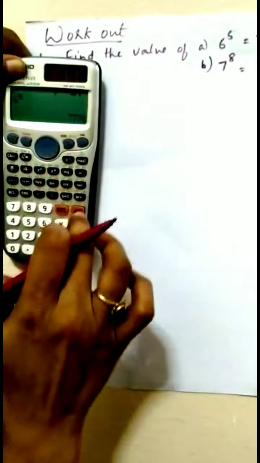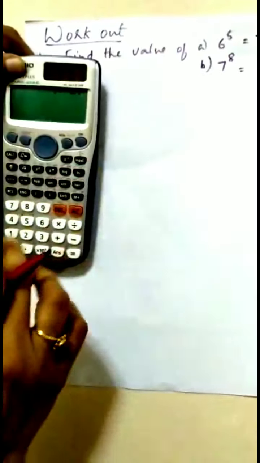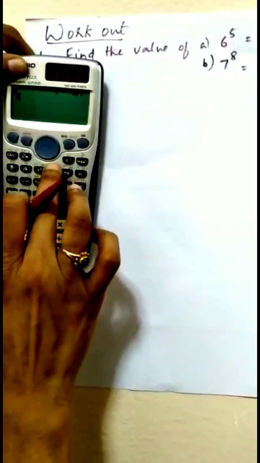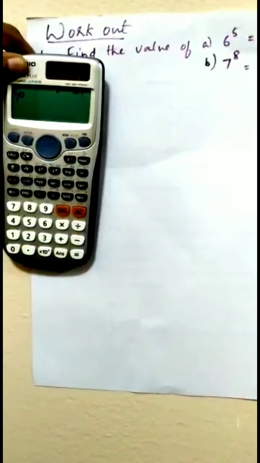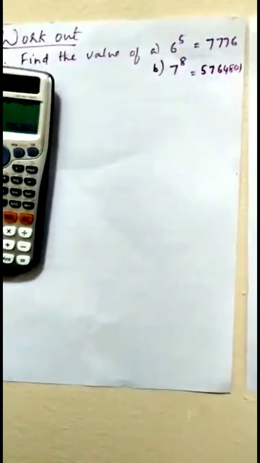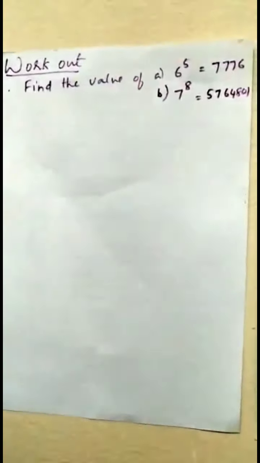Next is 7 raised to 8. The base is 7, type 7 and press the power button and type the power 8, equals. 5764801 is the answer. So this way you can find out any number.